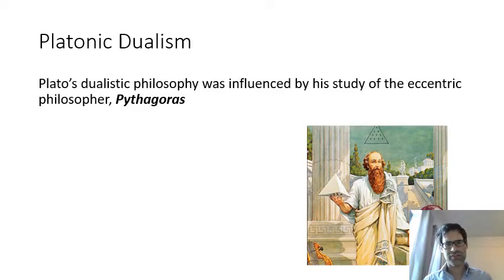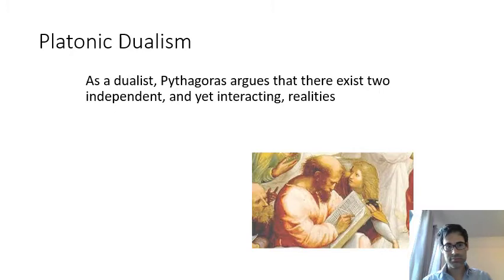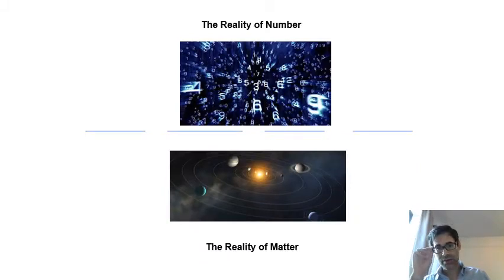Now, Plato's dualistic philosophy was influenced by his study of the eccentric philosopher Pythagoras. As you once again may recall, as a dualist, Pythagoras argues that there exist these 2 independent and yet interacting realities. This was our previous diagram. There are 2 realities as separated by the dotted line. We have the transcendent reality of number and the immanent reality of matter, or the world in which we live.